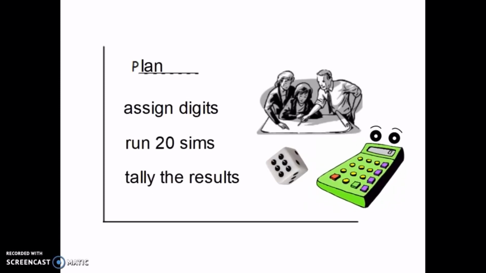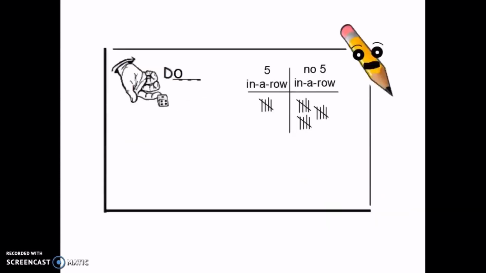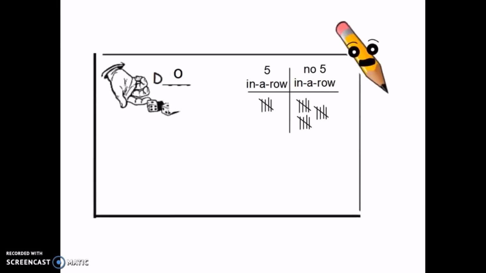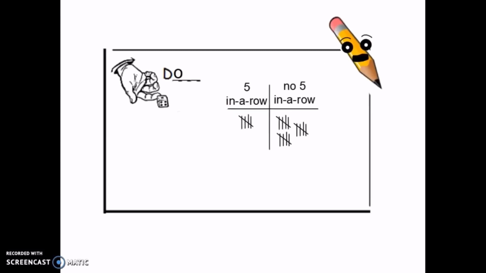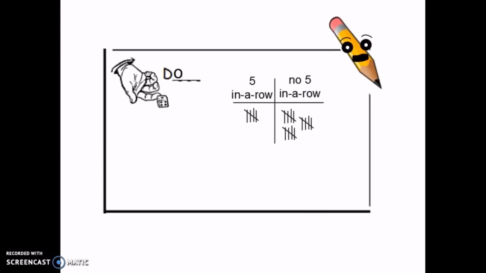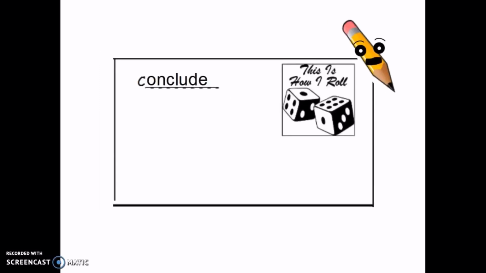But after you plan, it's time to do. So then we look at our data and we do the simulations and we do everything and then we look at them. And we see that we got 5 in a row 5 times. And then we got not 5 in a row 15 times. That's like 25%, I think. But now it's time to conclude.